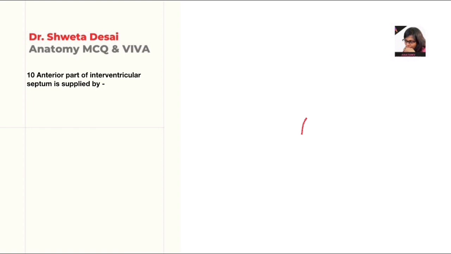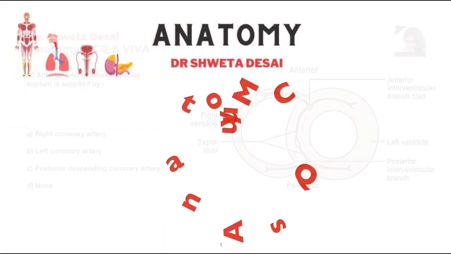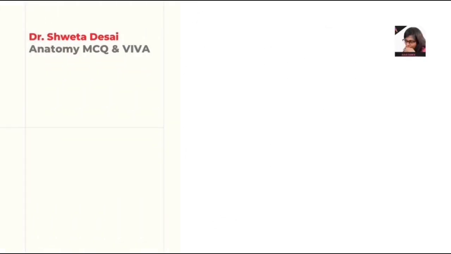Question number 10. Anterior part of interventricular septum is supplied by. Options are right coronary artery, left coronary artery, posterior descending coronary artery or none. So here the correct answer is B, left coronary artery. For more details, watch the entire video.